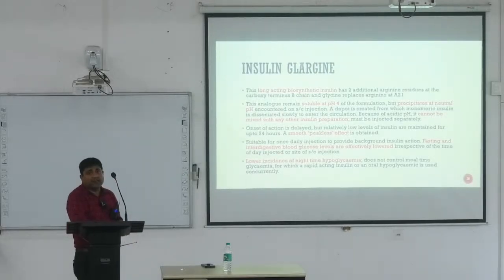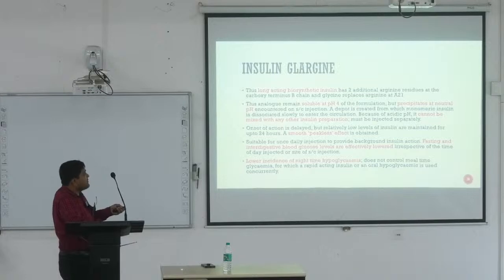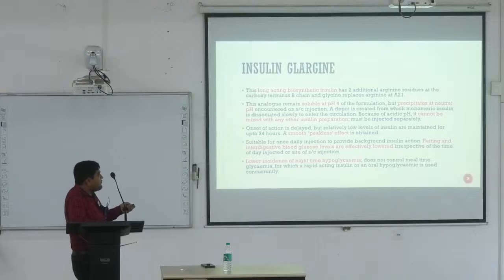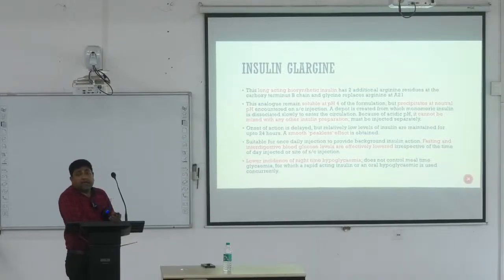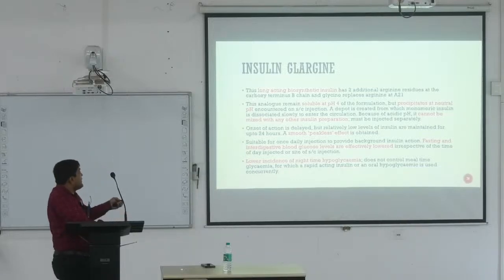Insulin glargine. Now coming to long-acting insulin analogs. These are long-acting biosynthetic insulins. Here two additional arginine residues are added at the carboxyl terminus of the B chain, and at A21 glycine replaces asparagine. Now this insulin analog is soluble in acidic pH.